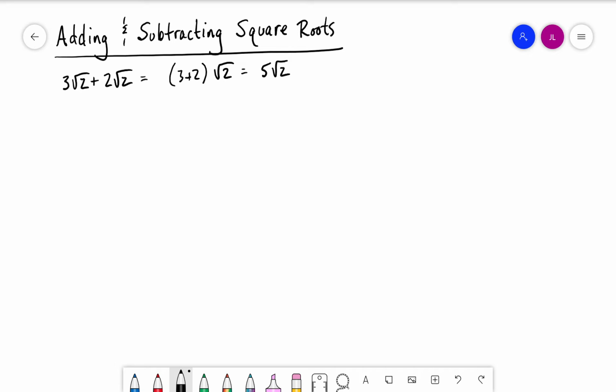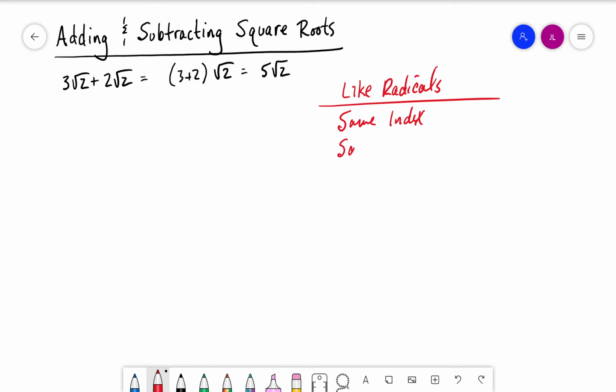Basically, the way I like to explain this is the radicand. When we're adding or subtracting square roots, a couple different things we need to have in mind. We have to have like radicals. And what it means to have like radicals is that they have the same index, but they also have to have the same radicand.